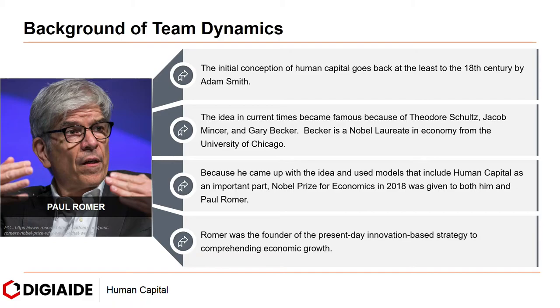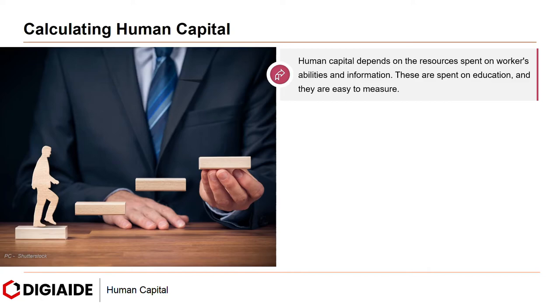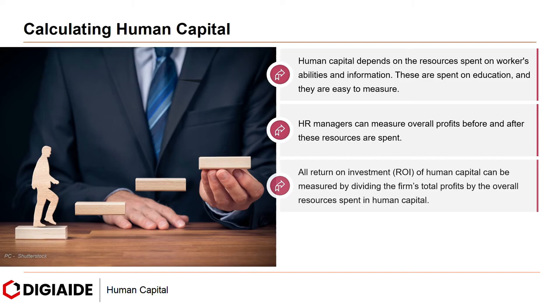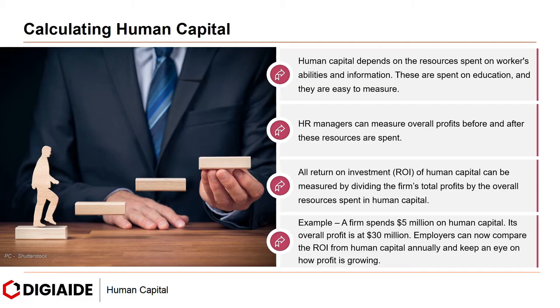Moving on to calculating human capital. Human capital depends on the resources spent on workers' abilities and information. These are spent on education and they are easy to measure. HR managers can measure overall profits before and after these resources are spent. The return on investment of human capital can be measured by dividing the firm's total profits by the overall resources spent in human capital. For instance, a firm spends $5 million in human capital. Its overall profit is $30 million. Thus, employers can now compare the ROI from human capital annually and keep an eye on how the profit is growing. They can see whether this is correlated to spending on human capital.